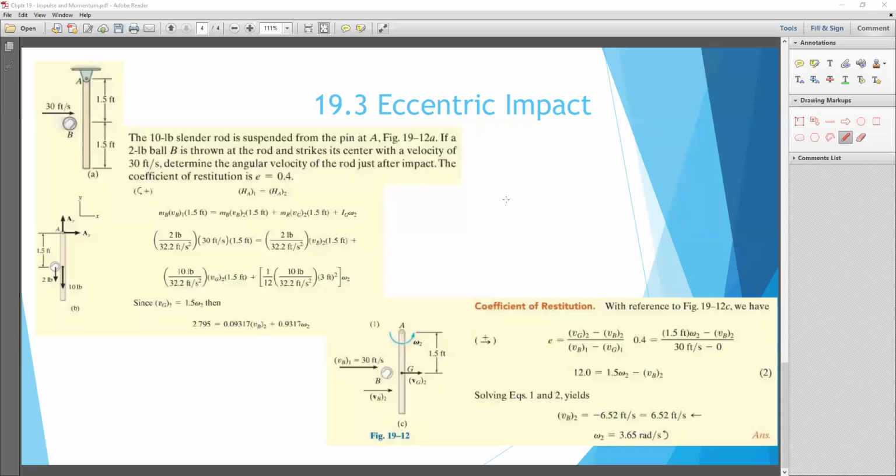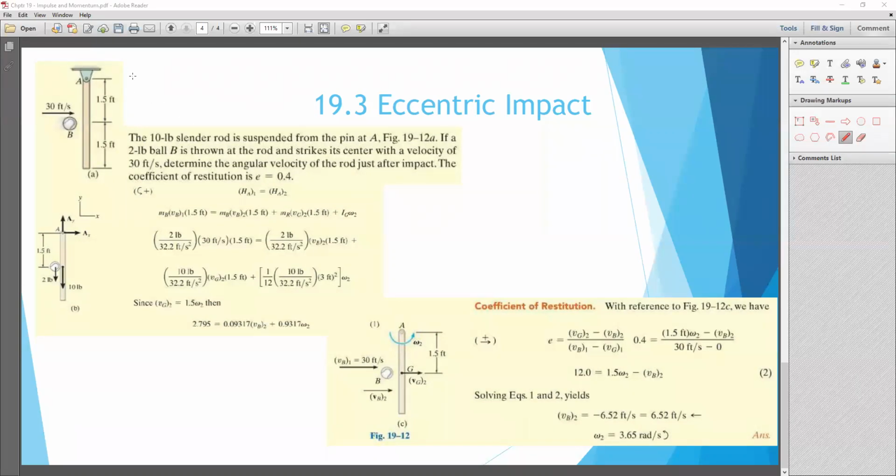Okay, still on this impulse and momentum on the rigid body, kinetics of rigid body. Here we look into the eccentric impact, where we have a 10-pound slender rod, and it is suspended from point A up here.